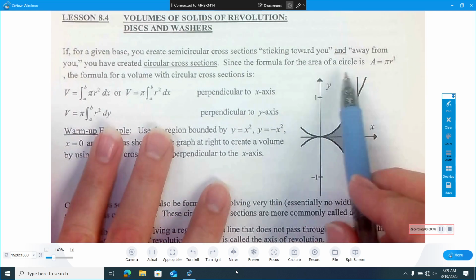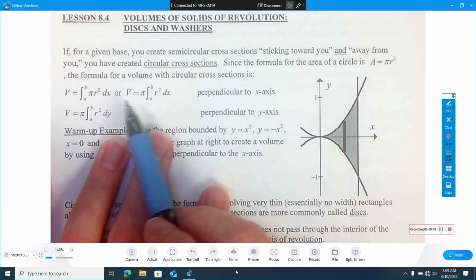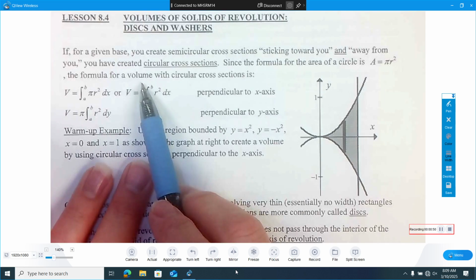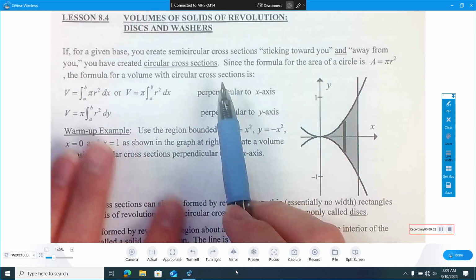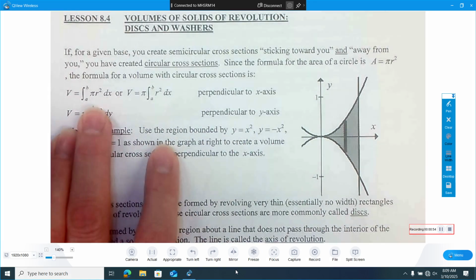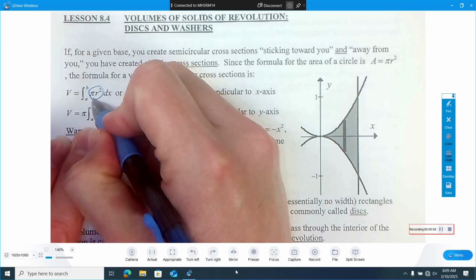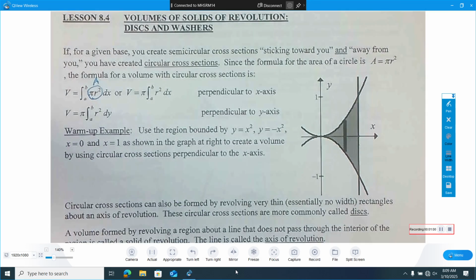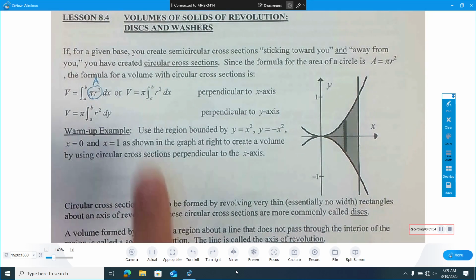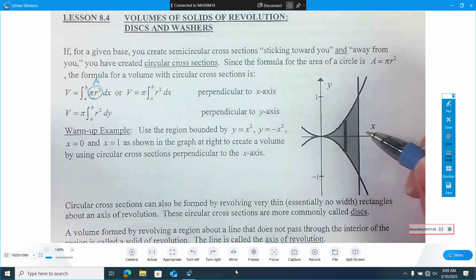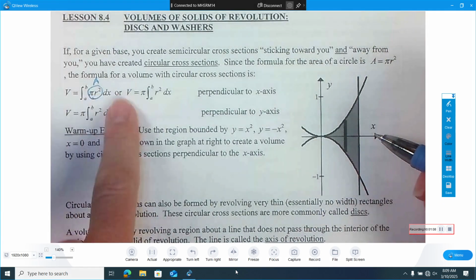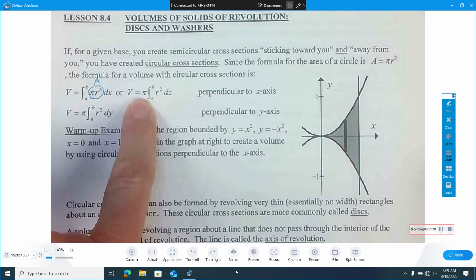Since the formula for the area of a circle is pi r squared, the formula for the volume of a circular cross section would simply be, there's the area formula again, pi r squared times a little thickness. We could pull the pi off because it's just a number, so we could pull that out in front and multiply it.